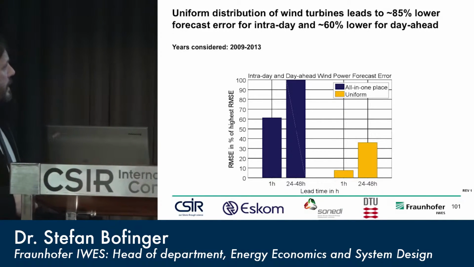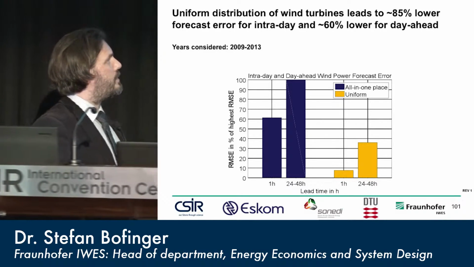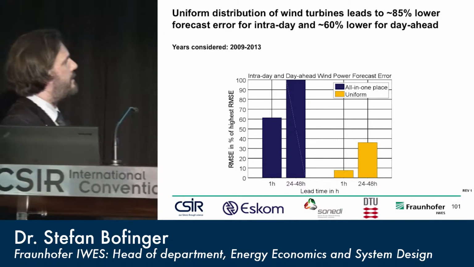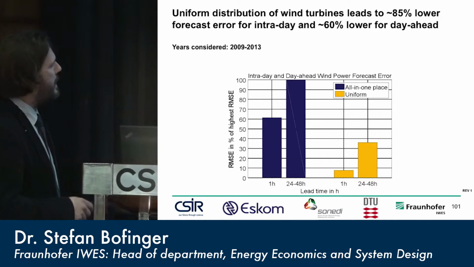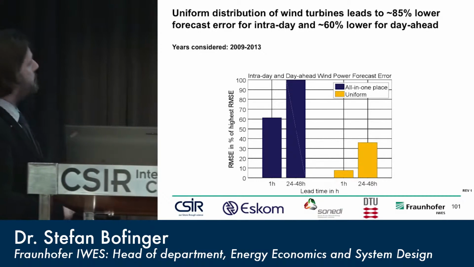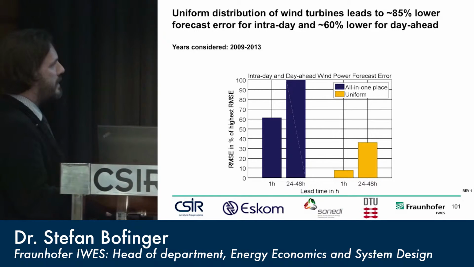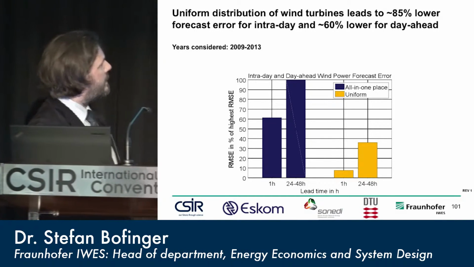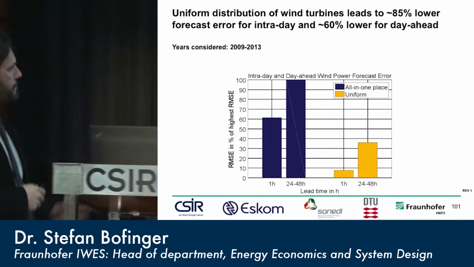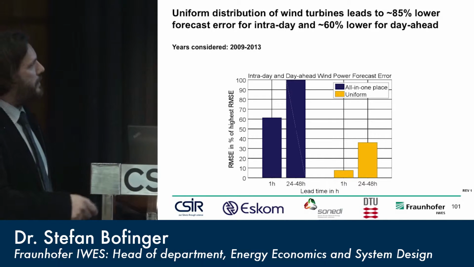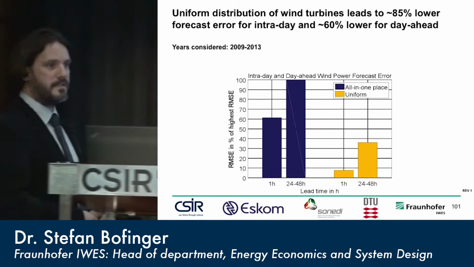for balancing. What we compared were these two extreme scenarios, the all-in-one place scenario and the uniform distribution. We analyzed two kinds of forecast, the 1 hour ahead forecast and the day ahead forecast. Comparing the case of the all-in-one place distribution to the uniform distribution, you see a tremendous decrease of the forecasting errors.